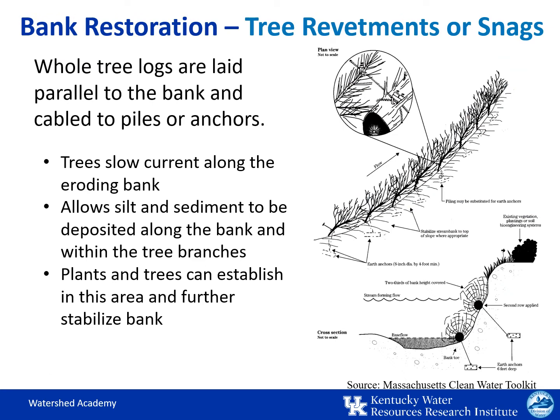Another restoration technique that can be used is a tree revetment or snags. The idea here is to provide armoring of the bank to allow for healing from the restoration and growing over with a more permanent vegetation. A tree revetment is an inexpensive way of stopping erosion by anchoring trees together along a stream bank. The trees greatly slow the current along the eroding bank, which decreases the erosion and allows the silt to be deposited along the bank and within the tree branches.